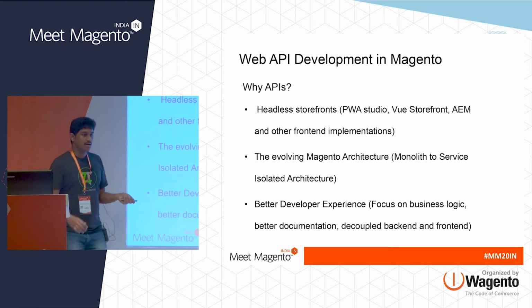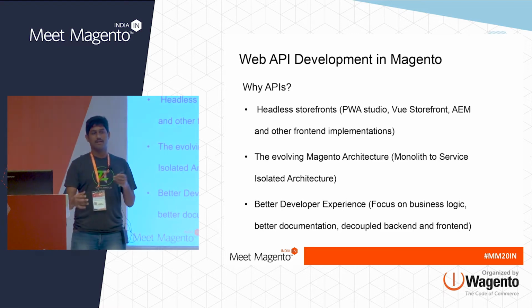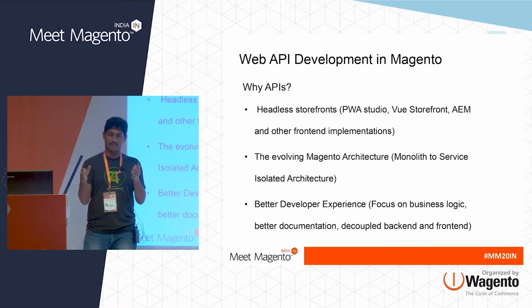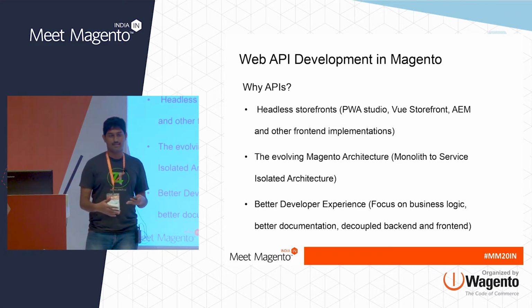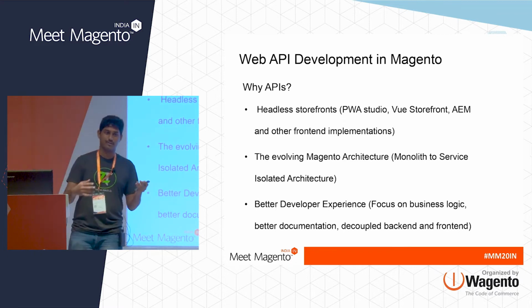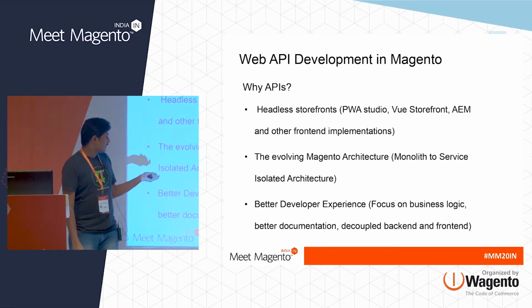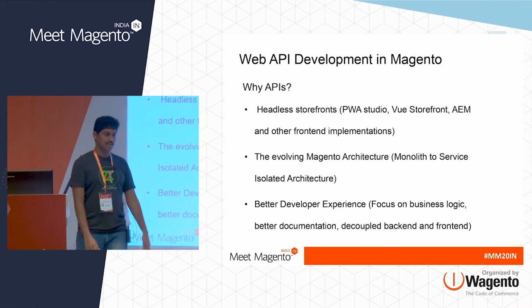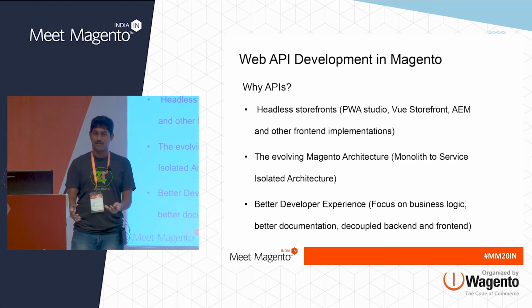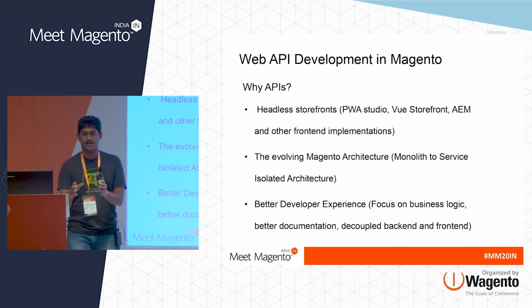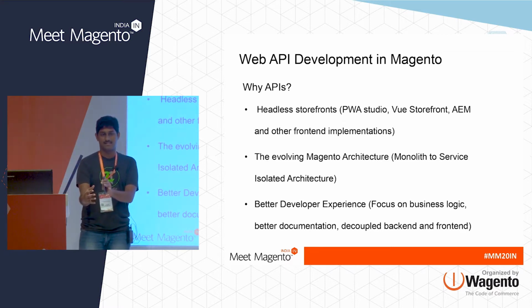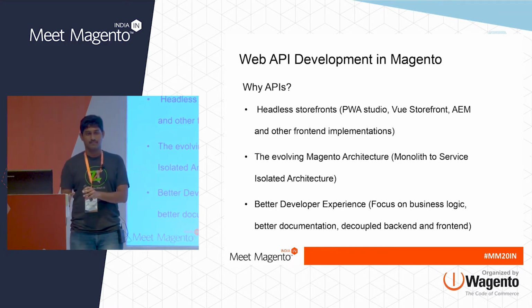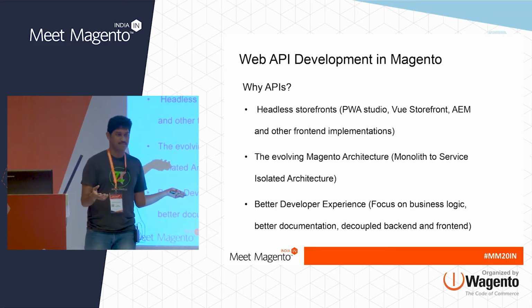Second, our Magento architecture is evolving. In the beginning, we had a monolith architecture where the storefront and the backend were highly coupled. We had to manage our sessions and had a lot of inter-process communications, and that all created a lot of mess. But in the future, we will go to a service isolated architecture. What is service isolated architecture? For example, you have a storefront, and there is a checkout service, a catalog service, and a gift registry service. All of these will work independently, not like our monolith.